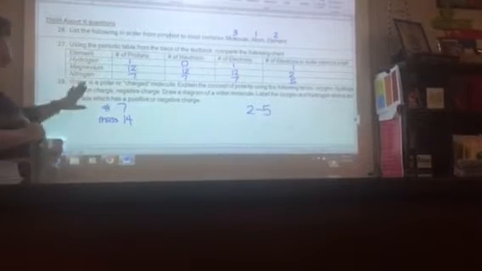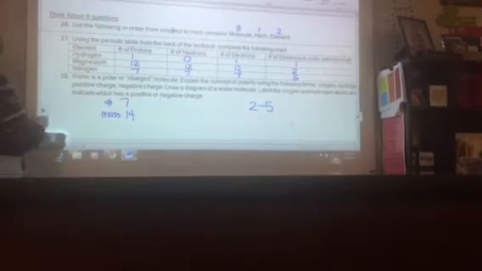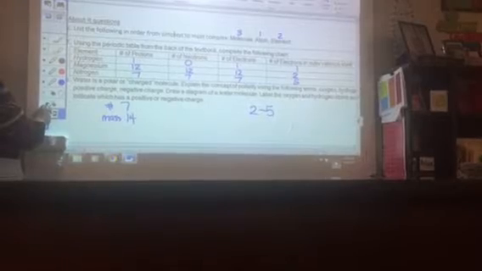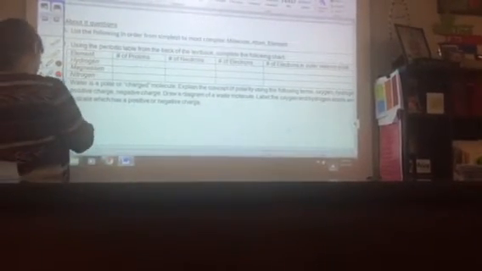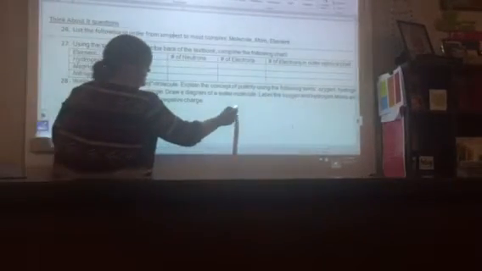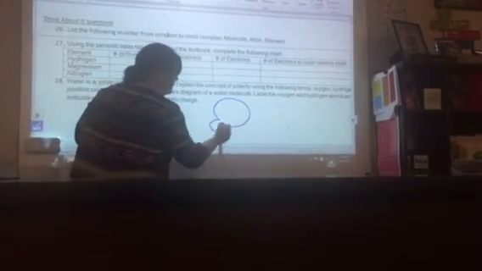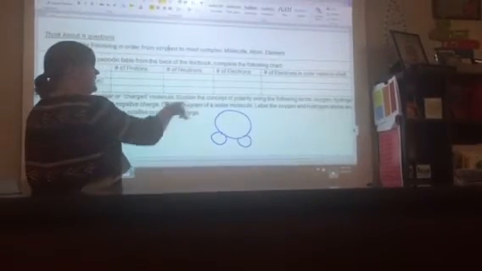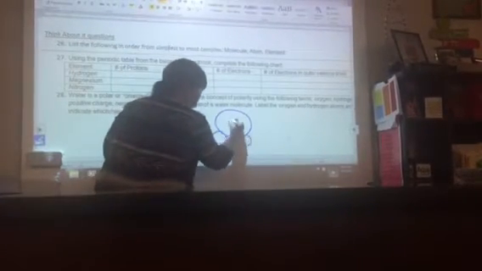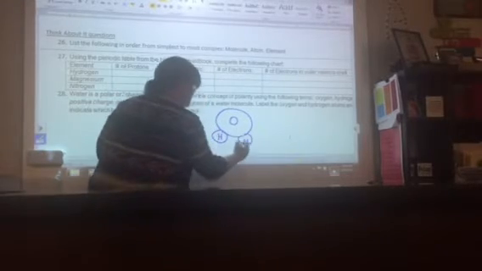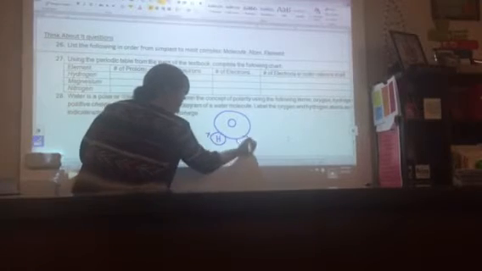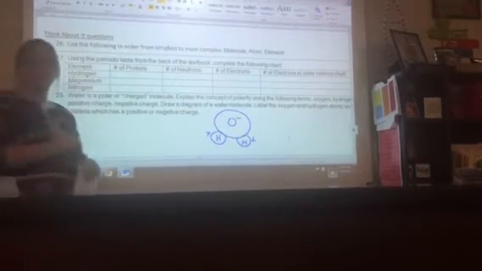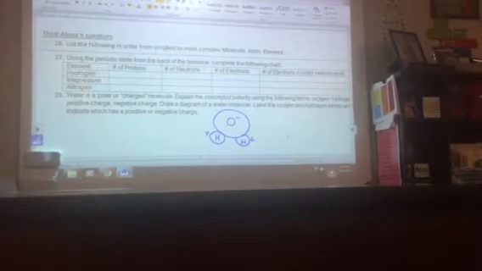All right. On number 28, as long as you've got this part, you'll be fine. It says draw a diagram of the water molecule. So if you'll draw this just like your little paper model, label the oxygen and the hydrogen atoms, and indicate which ones are positive or negative. So these are going to be positive and this is negative. Okay? So that looks just like your little paper model.